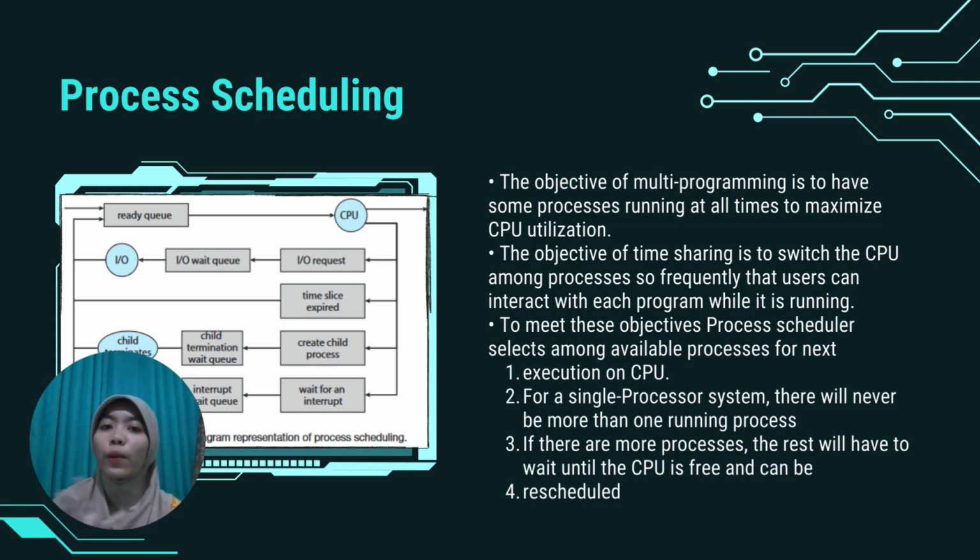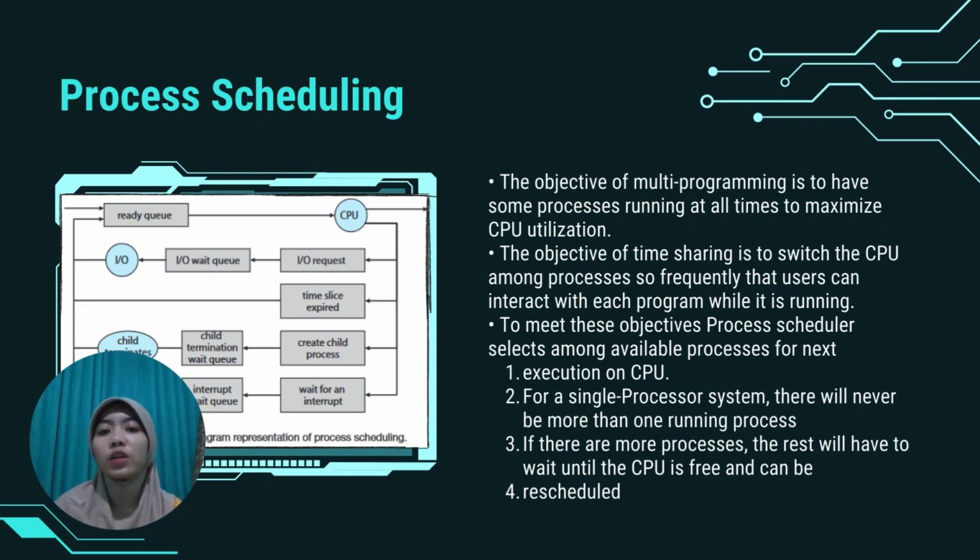Operating systems employ multi-programming and time-sharing techniques to maximize CPU utilization. Multi-programming ensures that the CPU always has a process to execute, reducing idle time. Time-sharing systems allow multiple processes to appear as if they are running simultaneously by quickly switching between them.